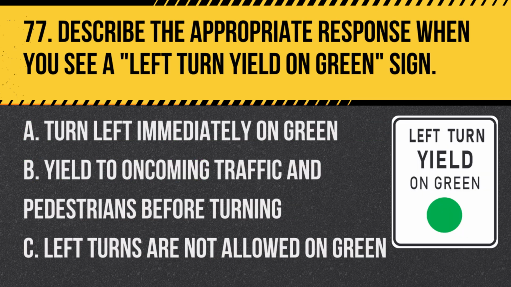Question 77. Describe the appropriate response when you see a left turn yield on green sign. A. Turn left immediately on green. B. Yield to oncoming traffic and pedestrians before turning. C. Left turns are not allowed on green. Answer: B. Yield to oncoming traffic and pedestrians before turning. The sign indicates that left turns must yield.